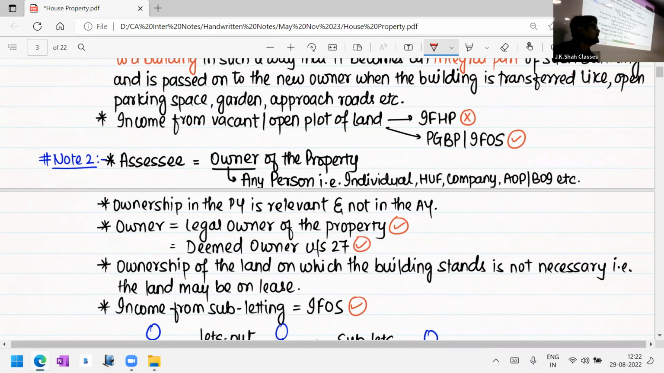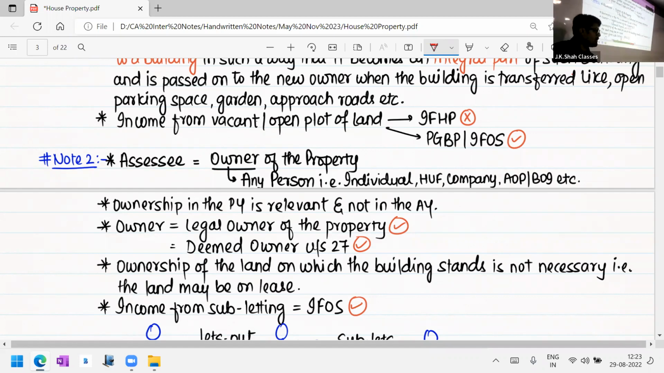Understanding? But sometimes, what did I say? Sometimes, even though you are not the legal owner, still the income of this property shall be taxed in your hands because we consider you as a deemed owner. So there is a concept of deemed ownership under section 27, the last section of this chapter which we will do. Once we finish 27, this chapter will be over. So the last section of this chapter is about deemed ownership.